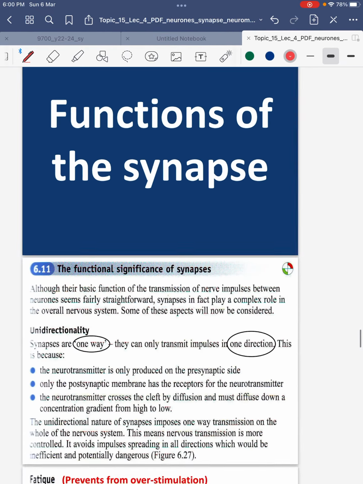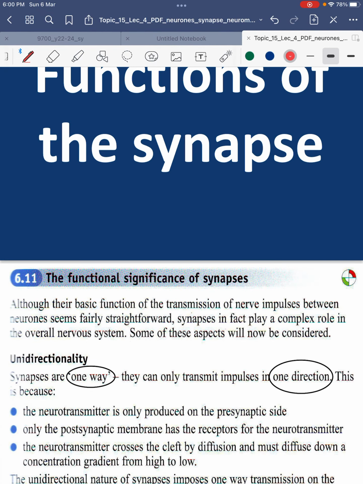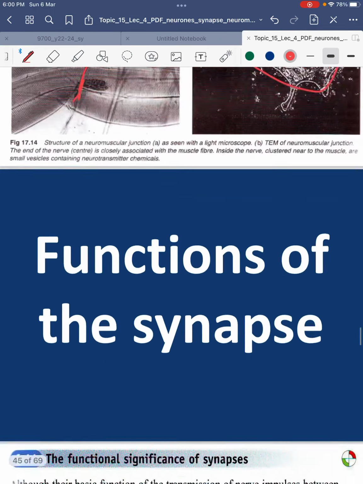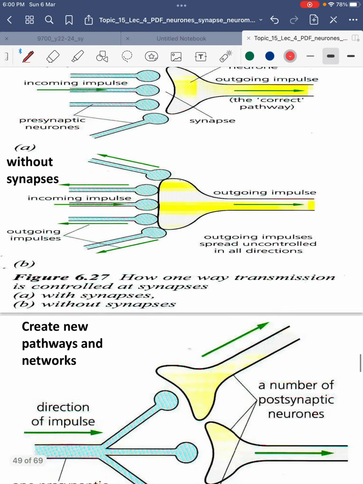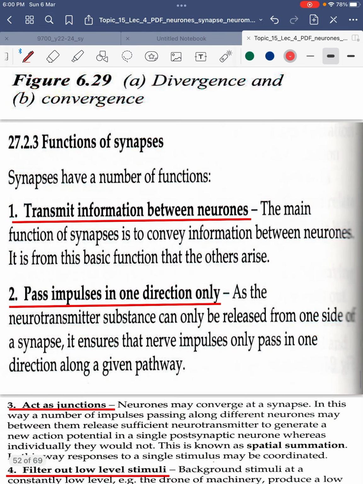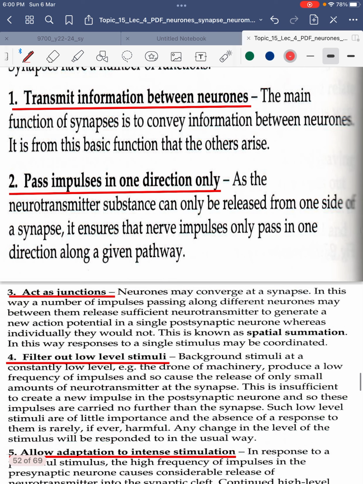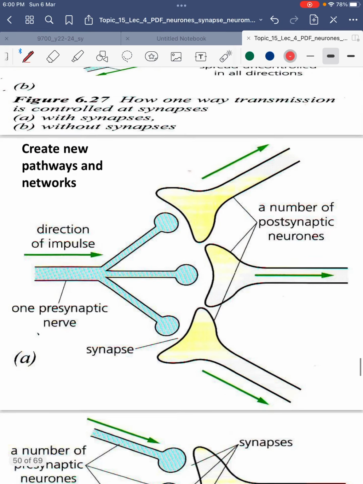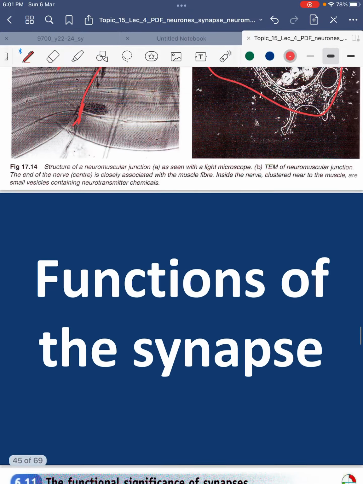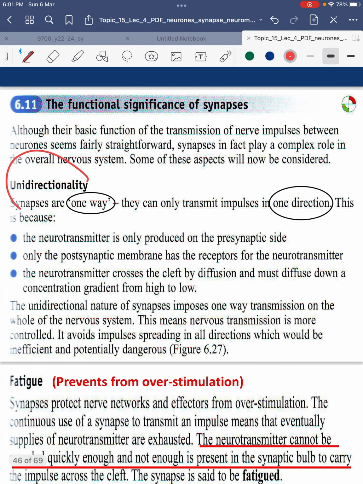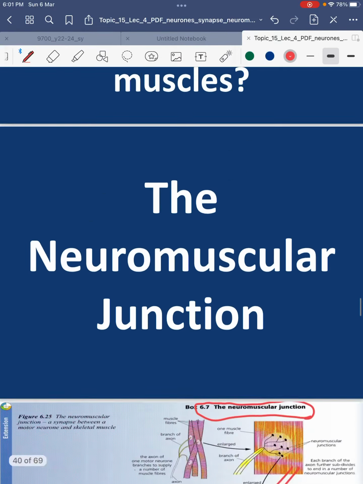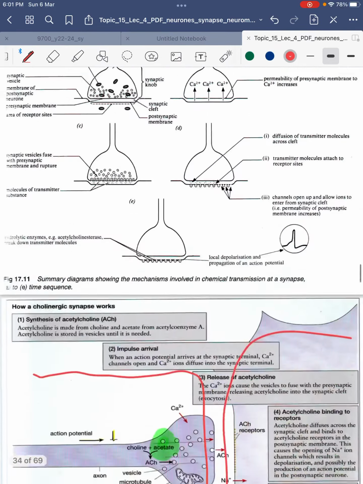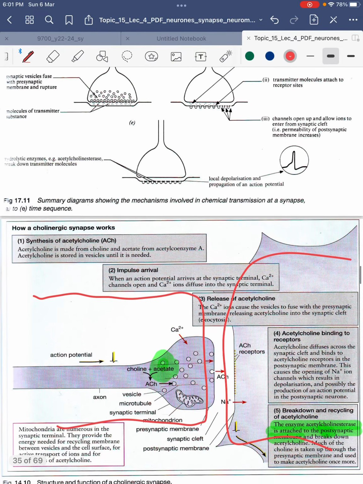All right, now what is the function of synapse? Now this is very interesting. I did mention that it serves as a junction, and these nodes, you can see here, act as junction. Apart from junction, it also ensures unidirectionality. Unidirectionality means it ensures that nerve impulse will only travel in one particular direction. So let's look at this one here.